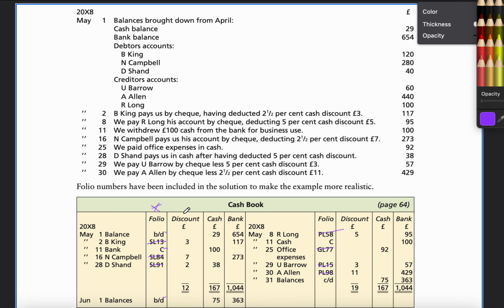So we are concerned about the discount column being added now to the cash and the bank that we already had. This is still our debit side, and this is still our credit side. Check this part. The discount that is coming here, I usually want people to label it: this is the discount that we have allowed, and this is the discount that we have received.